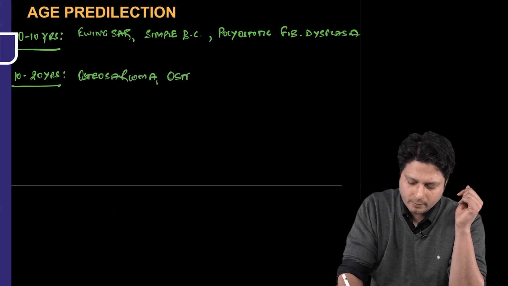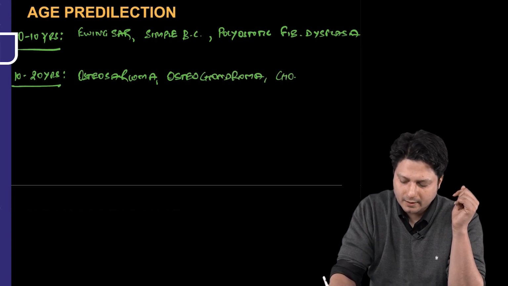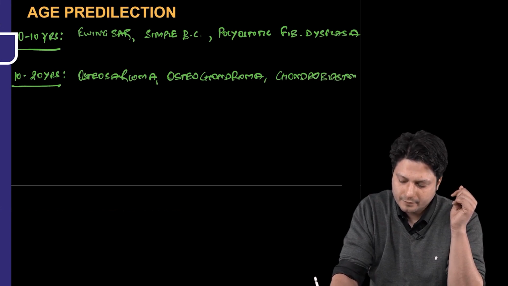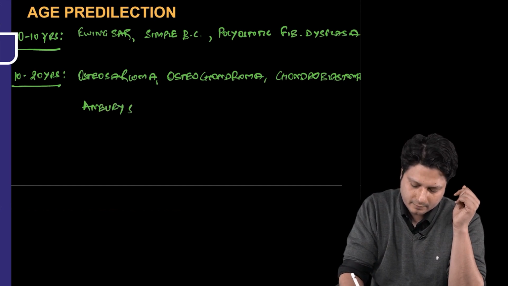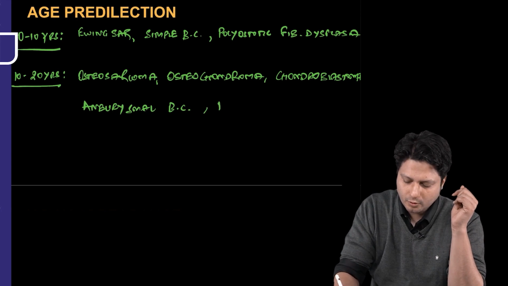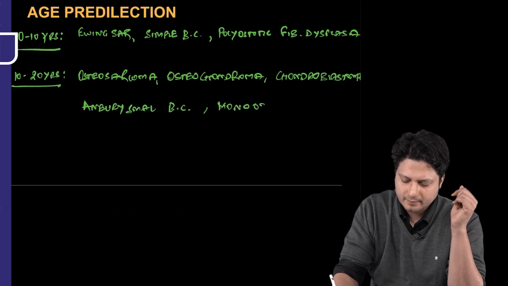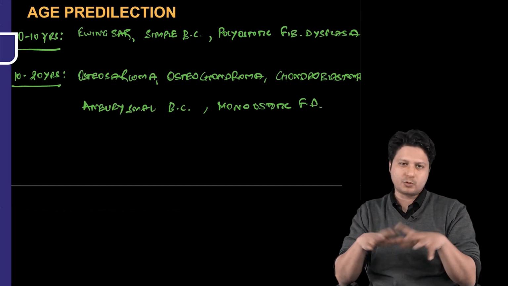then osteochondroma, then chondroblastoma, then aneurysmal bone cyst, and monoostotic fibrous dysplasia. Although this can happen in any of the age groups, this is how you can delineate or distinguish to some extent.